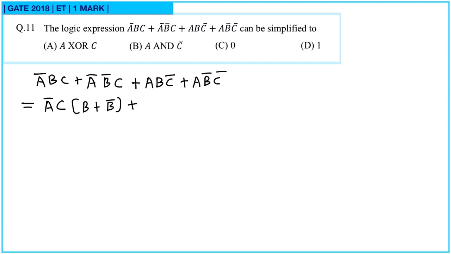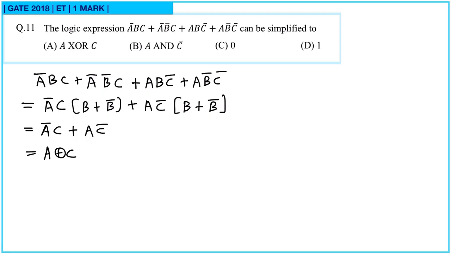or we can take A C bar common. So this will be B or B bar. Now B or B bar will be 1. So this will be A bar C plus A C bar. So this is XOR. So this will be option A, A XOR C. So option A is correct.